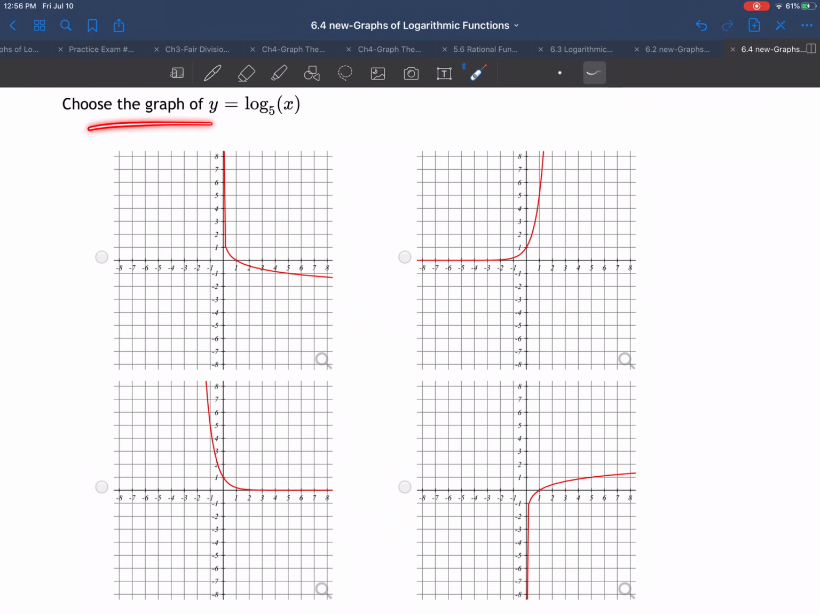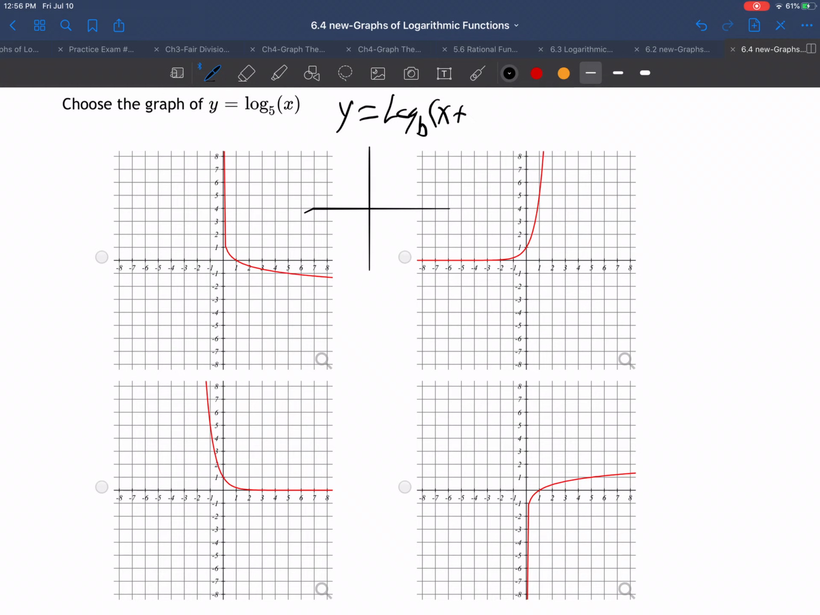Here's an example of graphing a log, and they give us 4 options, kind of a multiple choice graph thing. So let's get straight: what does a log graph generally look like? Log base b of x. Let me add to it a little bit, let's call this a, so let's give it that general form.